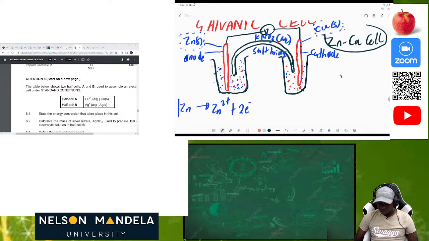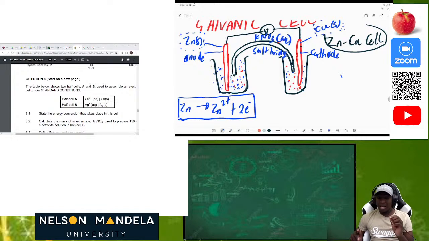I'm going to show you now where we find these half reactions. We have what we call table 4B. Then on the cathode we have copper. So now it's going to be copper 2+ plus 2 electrons.